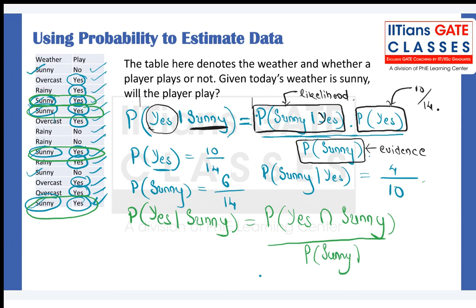Your posterior means prior and posterior, right? Prior means before, which is this one. Posterior means after, which is after you look at the data. How does your belief change? And this is called the likelihood, which is given that it is yes, how likely that it is sunny, and probability that it is sunny is your evidence. Okay, fine.